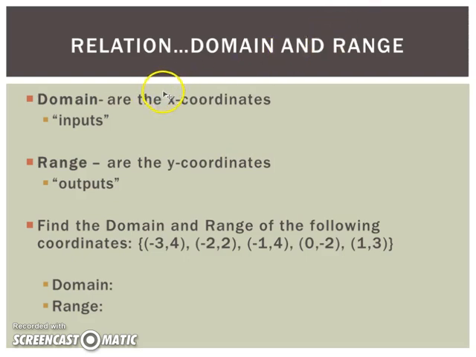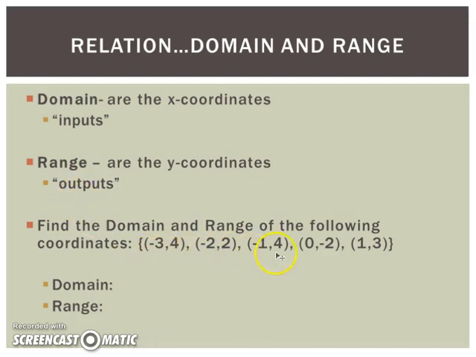So important things to note about a relation is that you have a domain and a range. The domain represents all of the x values or x coordinates, and it's helpful to think of it as inputs. And the range represents all of the y coordinates, the y values, and it helps to think of those as outputs. So domain is what you put in to something, range is what you get out. So remember that, it'll come up again later in the unit. So domain are the inputs, the x values, range is the outputs, the y values.